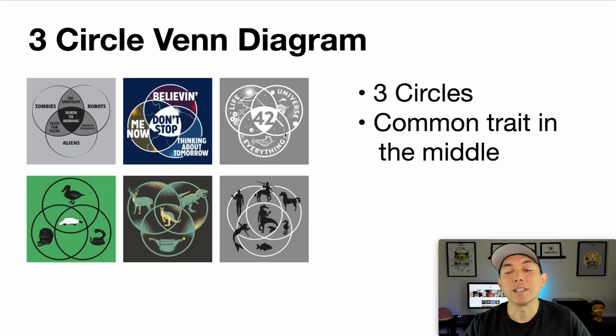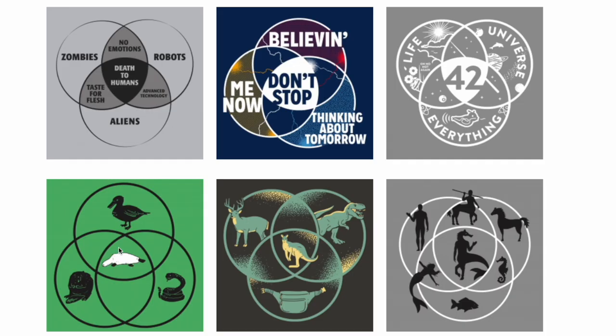So now we're getting just a little more difficult, and this one I'm calling the 3-circle Venn diagram. A Venn diagram usually, for the most part, has 2, but it's intersecting ideas together, and then the center is the thing that is the commonality, right? So in this case, let's see an easy one right here. The thing that connects believing me now and thinking about tomorrow is don't stop. Believing, don't stop me now, and don't stop thinking about tomorrow. So that's the middle part.